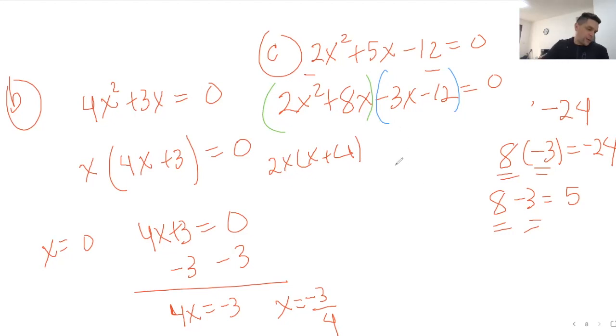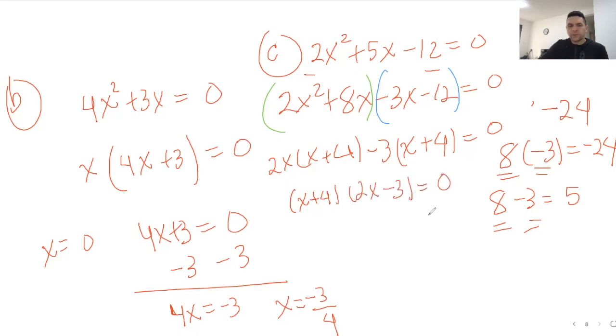From here I can factorize -3. So this is x, -3 times x, -3x, and I need a -12, so this has to be positive 4 for me to get -12. -3 times 4 is -12, equals 0. Now we've got x plus 4 in common, so I'm going to go ahead and factor that out. 2x minus 3 equals 0. So this is 0, or this is 0. So I set up my two equations.